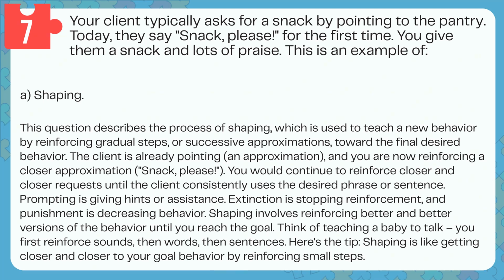Prompting is giving hints or assistance. Extinction is stopping reinforcement, and punishment is decreasing behavior. Shaping involves reinforcing better and better versions of the behavior until you reach the goal. Think of teaching a baby to talk. You first reinforce sounds, then words, then sentences. Here's the tip. Shaping is like getting closer and closer to your goal behavior by reinforcing small steps.